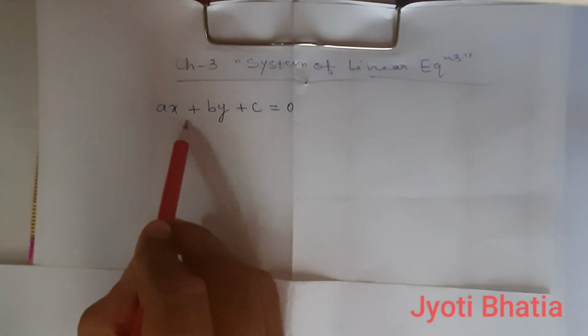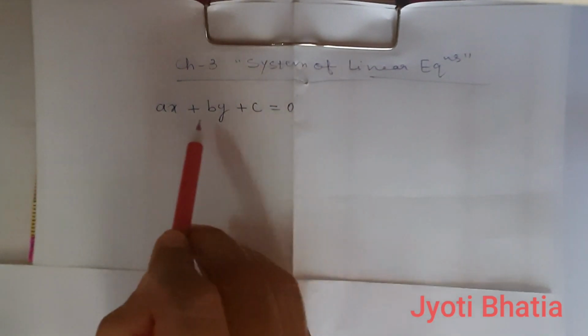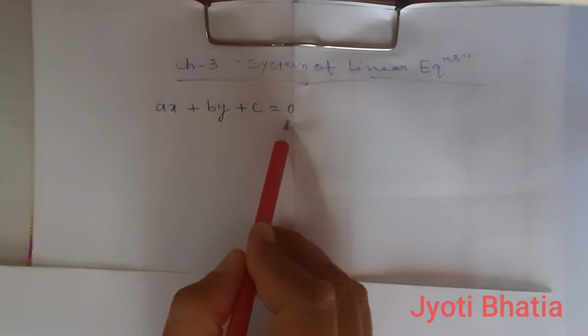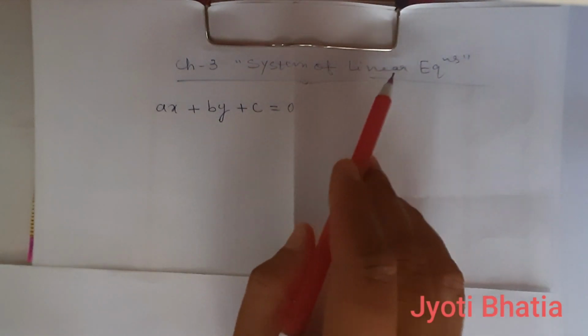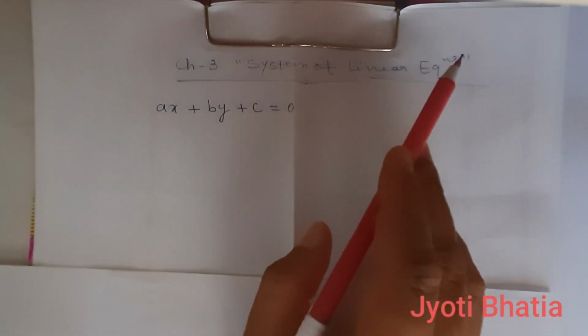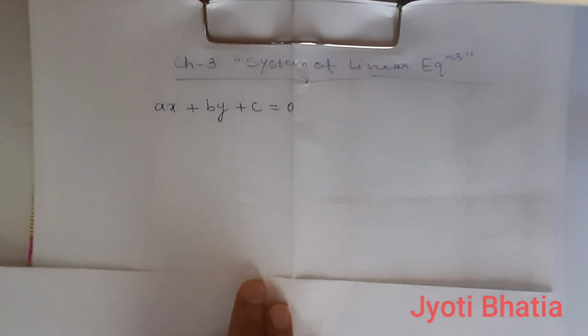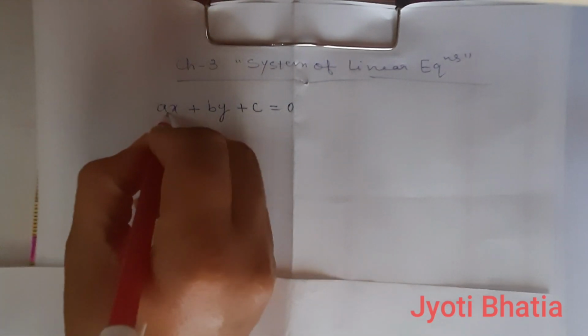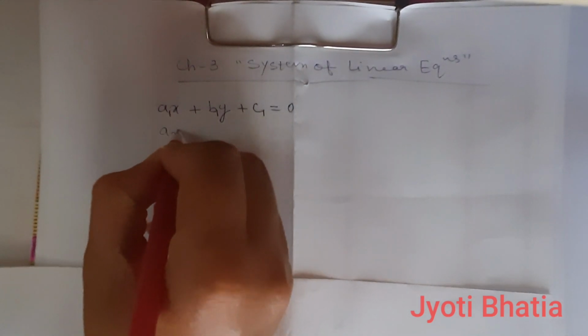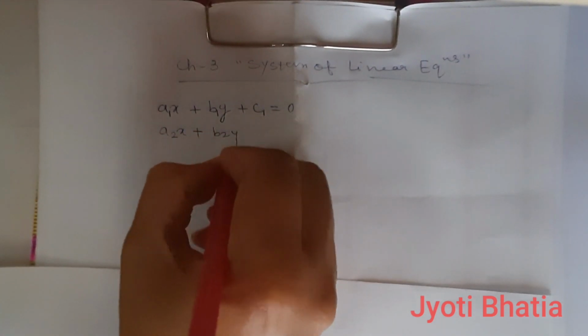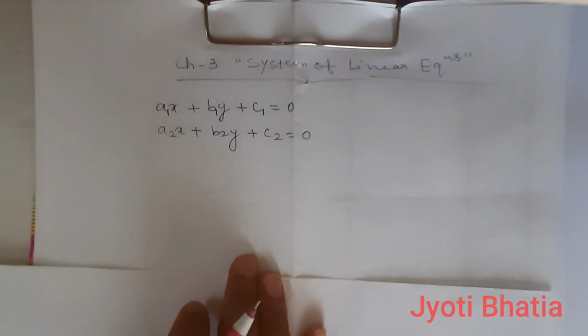And you also know that this linear equation can be represented as a straight line in your xy plane, that is on a graph paper. Now here we are going to do system of linear equations. Actually the name of the chapter is system of pair of linear equations. So pair means two. We are going to deal with two such equations now. So to avoid any confusion, we will write it a1x plus b1y plus c1 equal to 0 and a2x plus b2y plus c2 equal to 0. So these are our two equations.